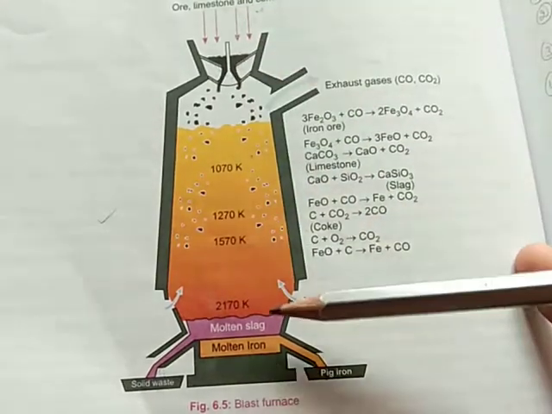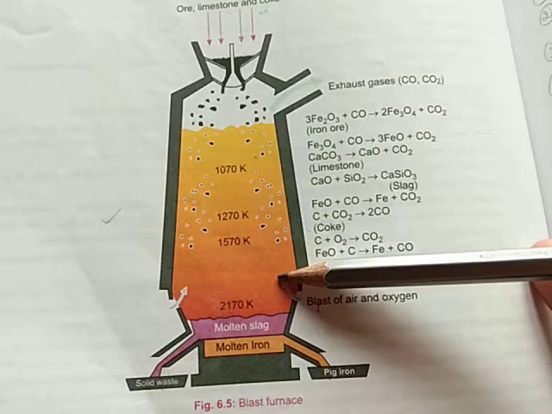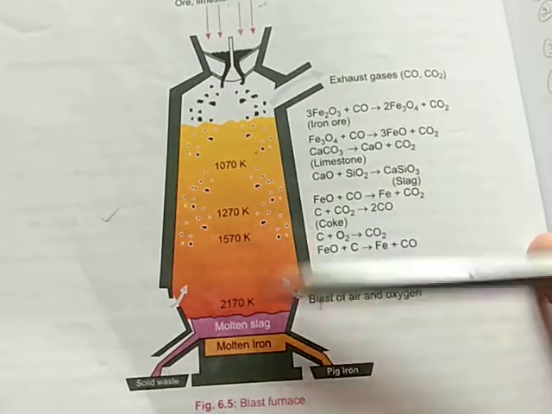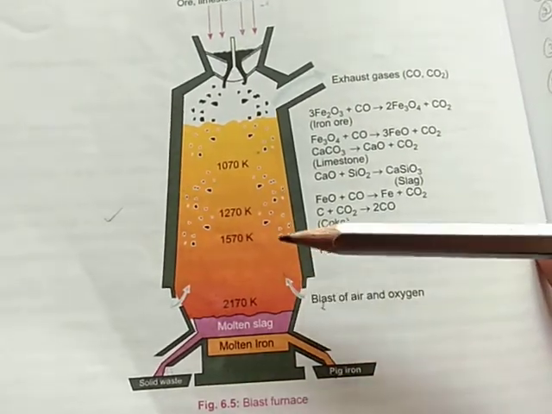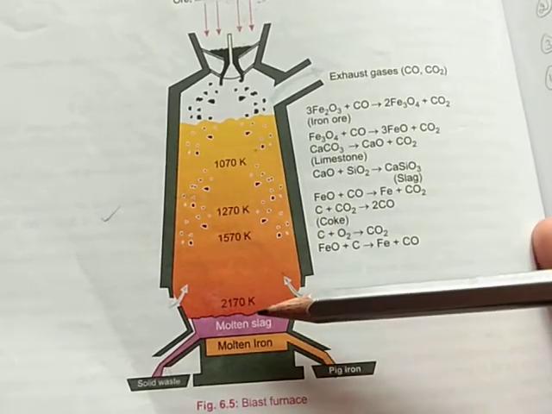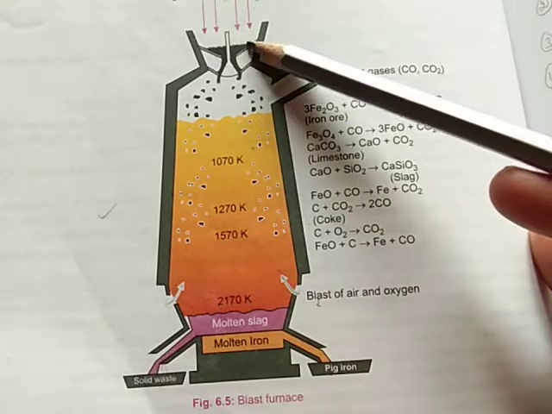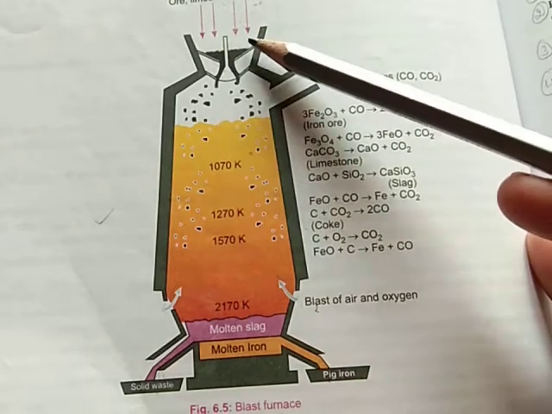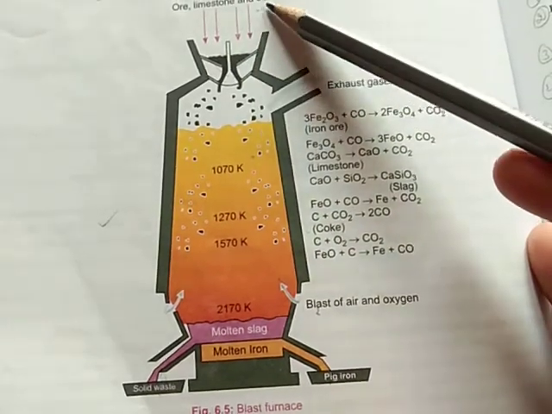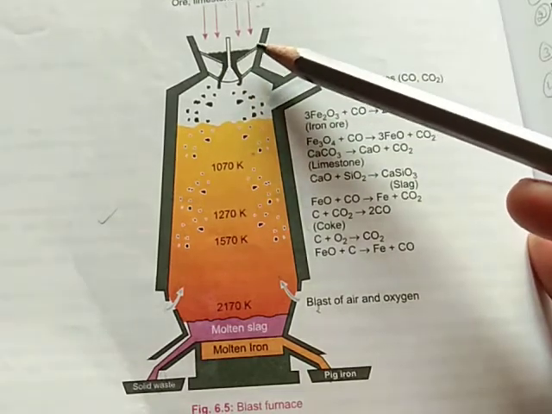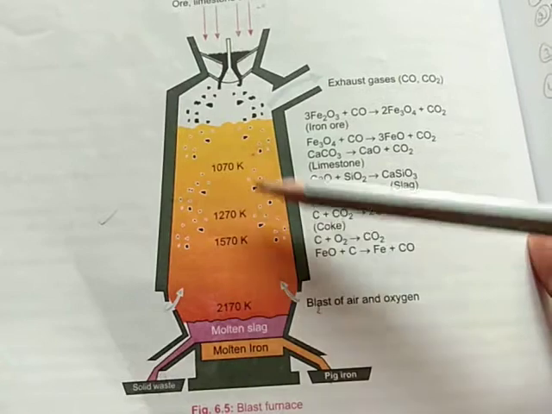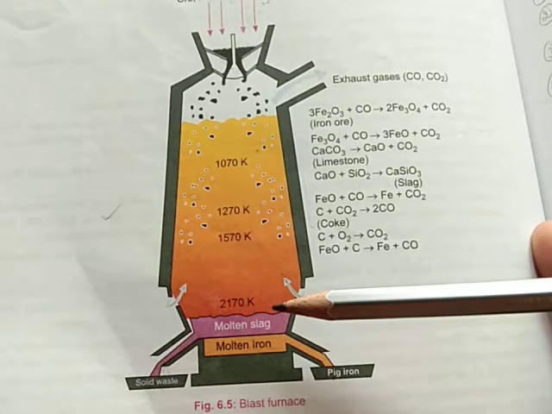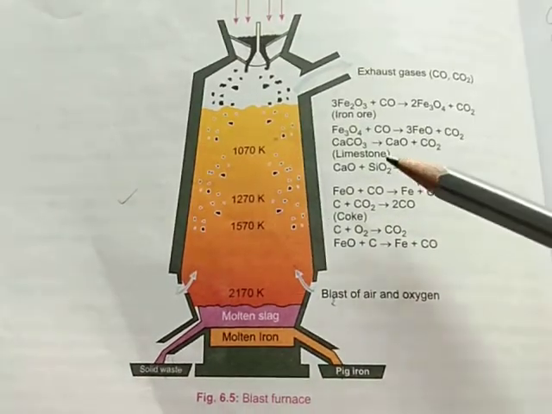At the same time, a blast of hot air at about 1000 Kelvin is blown in through the narrow pipes, these two pipes, at the base of the furnace. Here the coke acts as a fuel as well as a reducing agent, and limestone acts as a flux. After that, the reactions which take place in the blast furnace are very important.